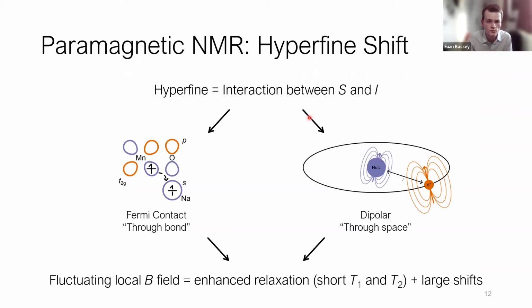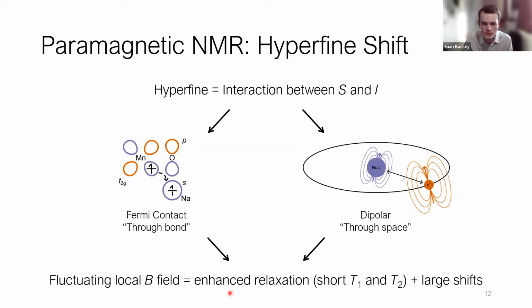And it sort of has two components to it. There's a through bond component known as Fermi contact, which is typically due to delocalization of electrons or polarization of paired electrons. And we also have this dipolar interaction, which is a through space type of interaction. And both of these interactions result in the same effect, which is a fluctuating magnetic field at the nucleus.